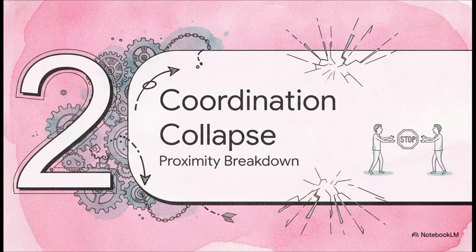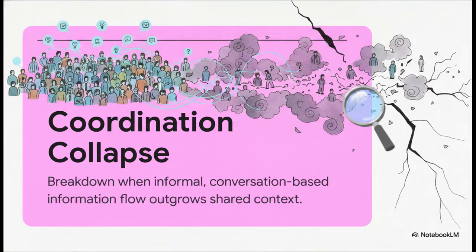Section 2, failure mode, coordination collapse. We really need to explicitly name these specific breakdowns so we know exactly what we're diagnosing. We call this first failure mode proximity coordination collapse. This systemic breakdown happens when an organization's complexity suddenly outpaces leadership's ability to maintain shared context through informal proximity. You know how in the early stages everyone knows everything because information just naturally flows through casual conversations? Well, eventually that proximity shatters.